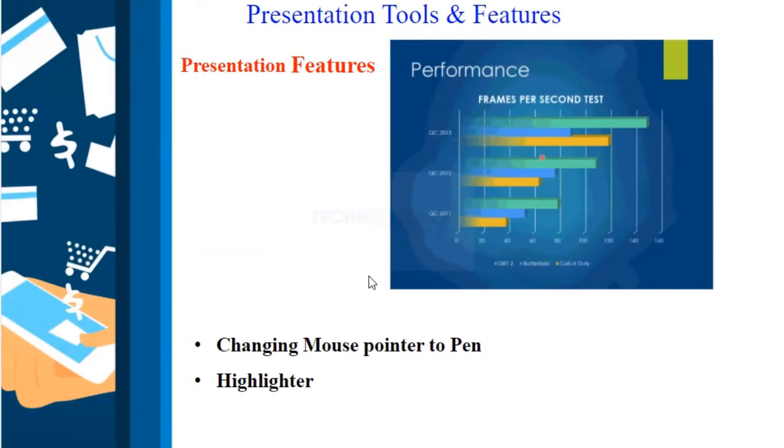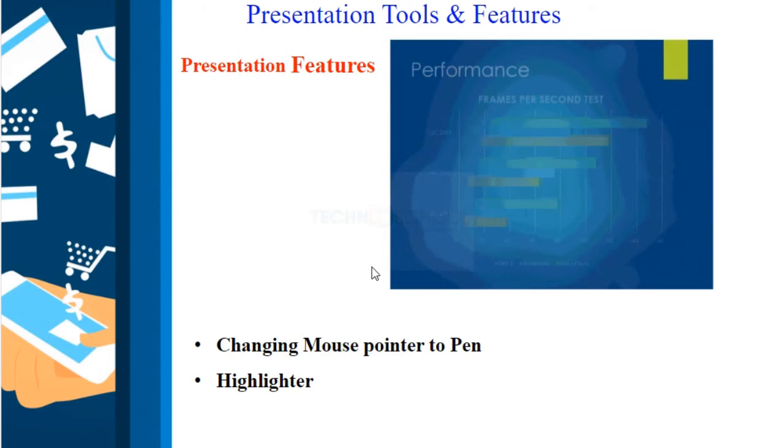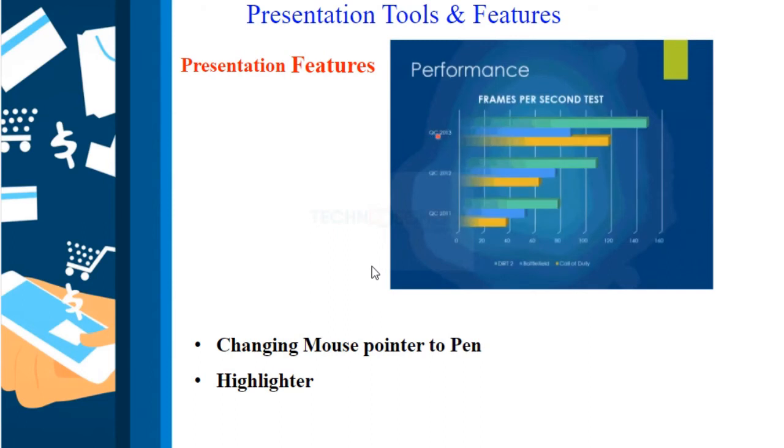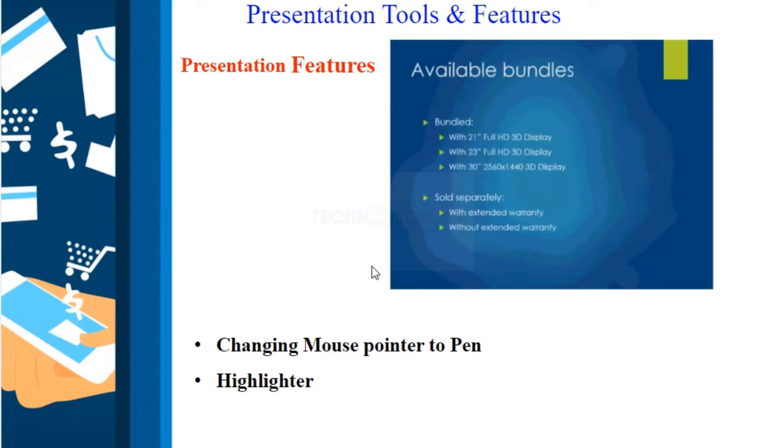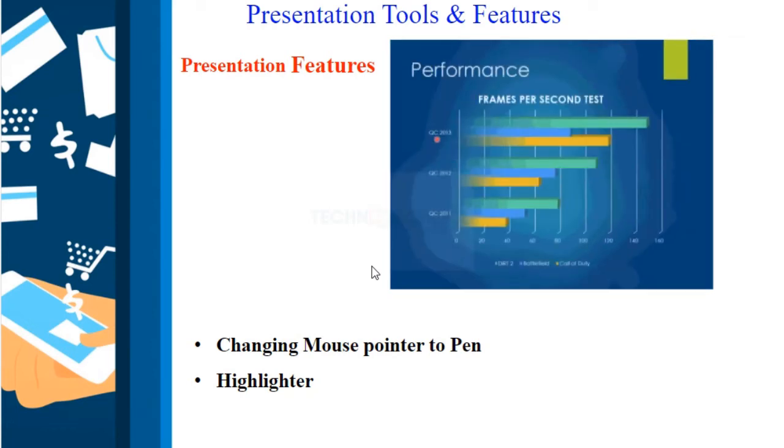Now, presentation tools and features. PowerPoint provides useful tools and features you can use while you're presenting your slideshow. Features include changing your mouse pointer to a pen or highlighter to make the audience pay attention to important things on the slide. In addition, you can jump around the slides in your presentation or access items from your computer desktop if needed.